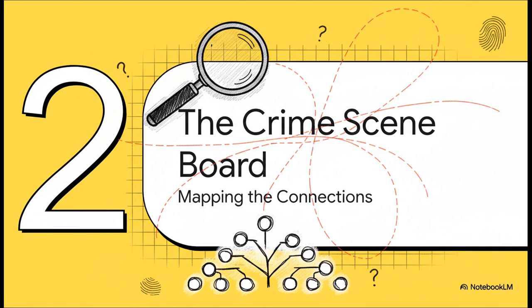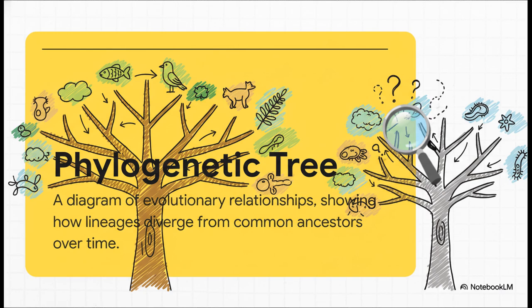Okay, we've got our evidence organized. Now it's time for the really cool part, mapping out all the connections. In our detective story, this is like the big crime scene board, with all the pictures and red string connecting everything. In biology, we call this a phylogenetic tree. This diagram, it's honestly one of the most powerful tools in all of biology. It's a map of history.